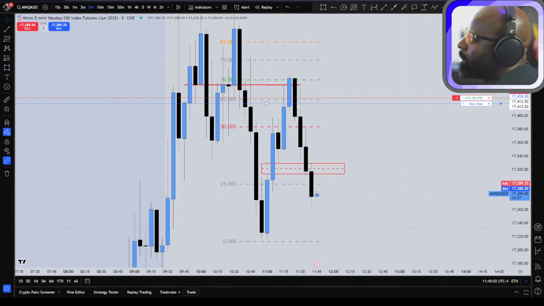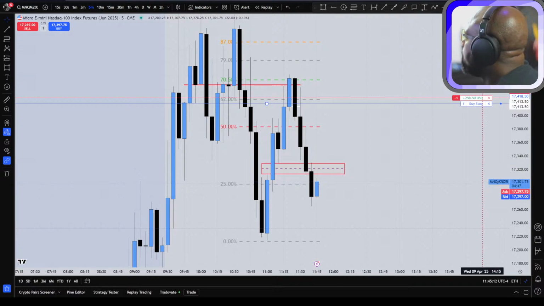All right, so we closed in the premium of that gap that we just drew, and then we are still below the 50% range. We've turned over and popped up just a little bit on the 50% range.